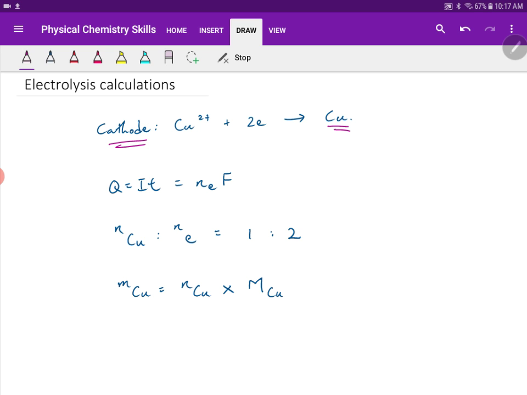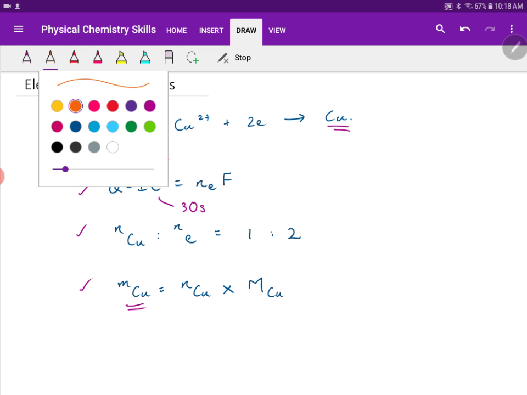So how does this work? Usually we just have to write down these three equations here, then substitute in whatever we have and we'll find the unknown. What do I mean by that? Let's say I'm given the current, which is 1 ampere, and I'm given the time, which is 30 seconds, and I'm asked to find the mass of copper. I can just follow these steps that I'm going to show you now.